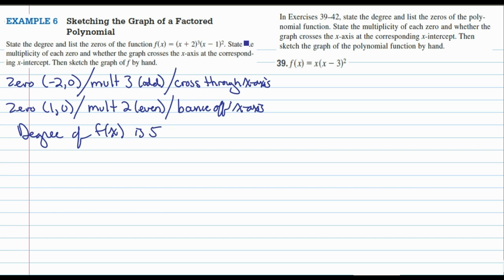So that means if I multiplied all this out, and man, that would get messy, my first term would be something x to the 5th. The highest degree or highest exponent of x is 5. Well, that is an odd degree. And odd degree means opposite end behaviors.